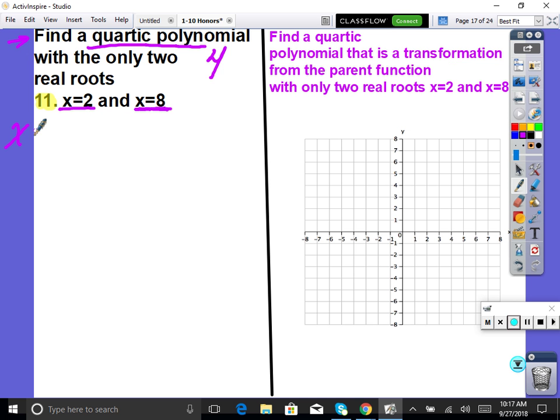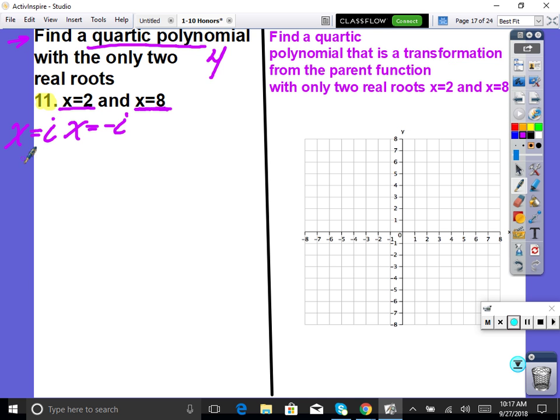So let's say x equals i and x equals negative i. They have to be conjugates, don't they? So we've now met all the criteria. We have 2 imaginary, 2 real, and we're going to create our own quartic. So I could have used 2i and negative 2i. I'm just using the easiest one possible.